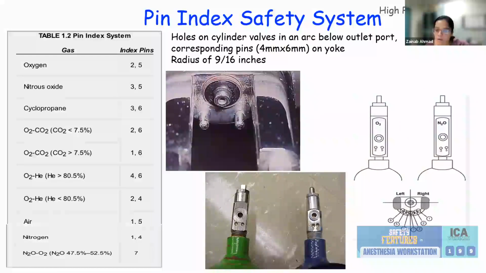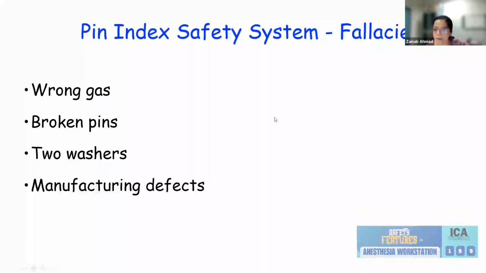Whenever the corresponding pins and pin holes align with each other, they will fit. For example, imagine a USB device. Whenever it has a proper USB port, it will just go and fit inside it, right? Similarly, these pins and holes correspond with each other. If they correspond, only then can the cylinder fit properly into the machine. But we should know that it is not a fail-safe mechanism.